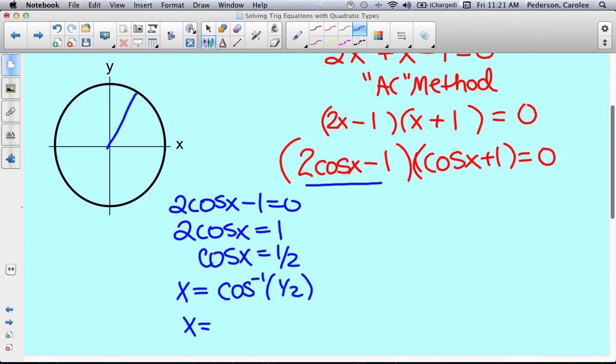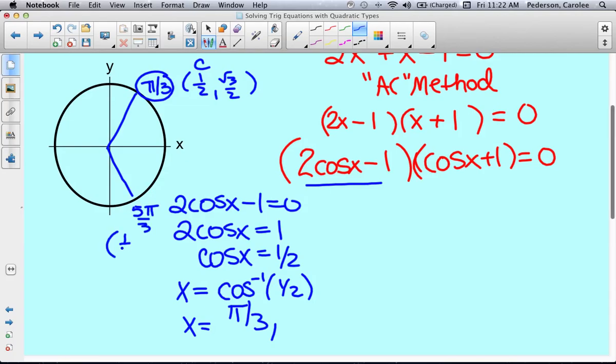One place is when the angle is pi over 3. And we have the ordered pair 1/2, square root of 3 over 2. Here is the cosine. So my angle then is pi over 3. The other place on the unit circle is down here at 5 pi over 3. It has an ordered pair of 1/2, negative square root of 3 over 2. So 2 possible solutions so far are pi over 3 and 5 pi over 3.